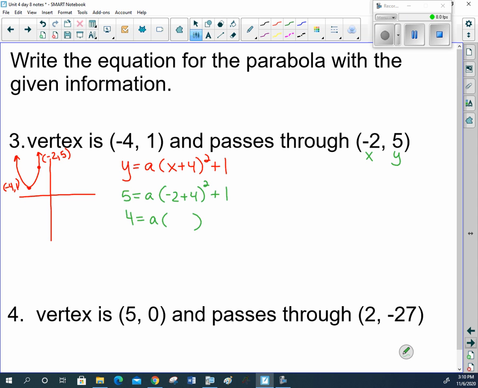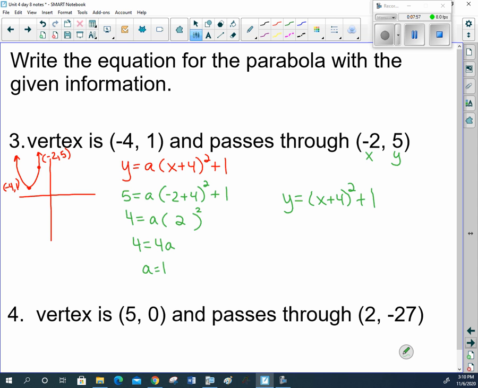Now we need to figure out what's in the parentheses. So -2 plus 4 is 2 raised to the second power. So that's going to be 4. So we get 4 equals 4A. So I know that A is 1. So our final equation would just be y equals x plus 4 quantity squared plus 1.